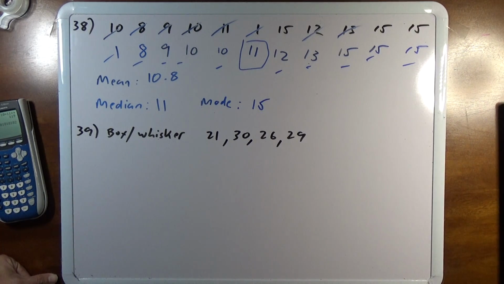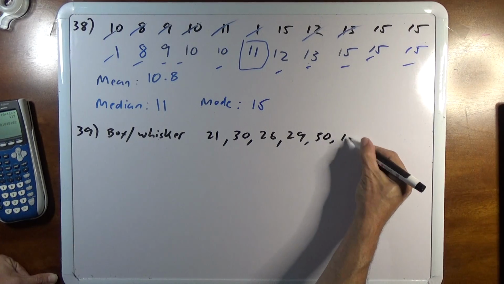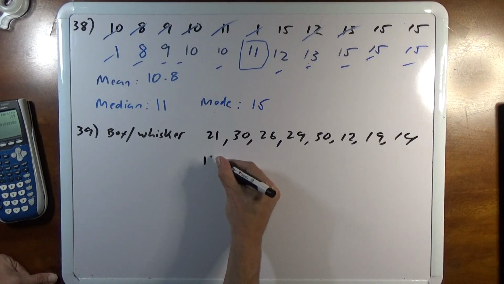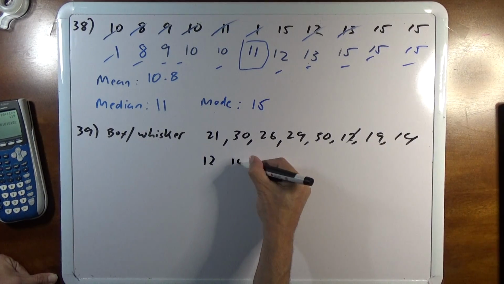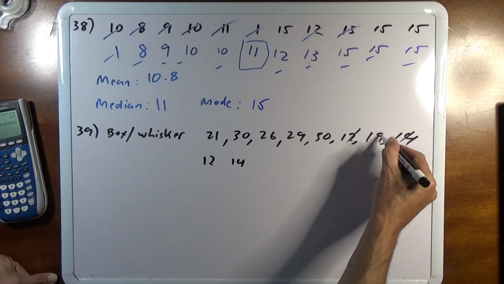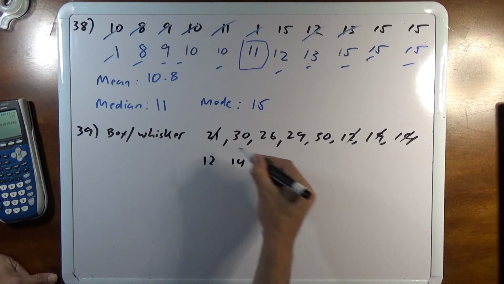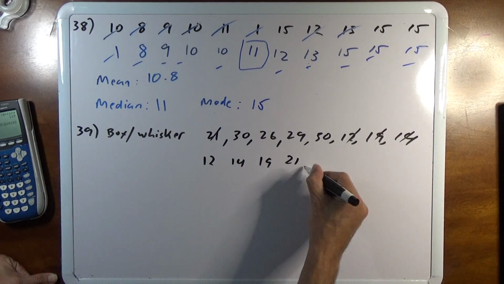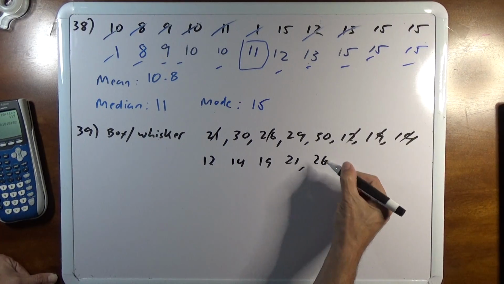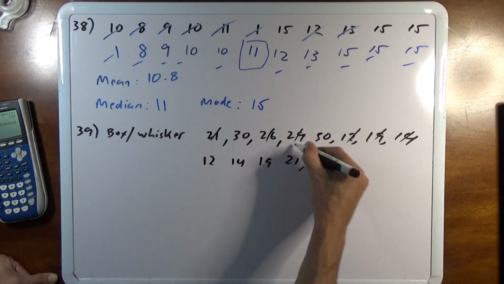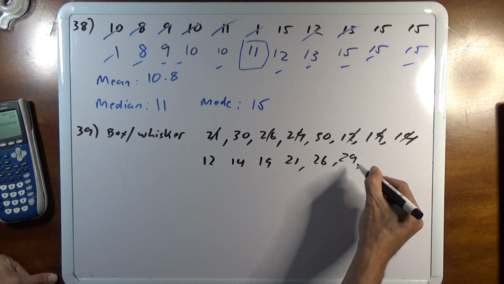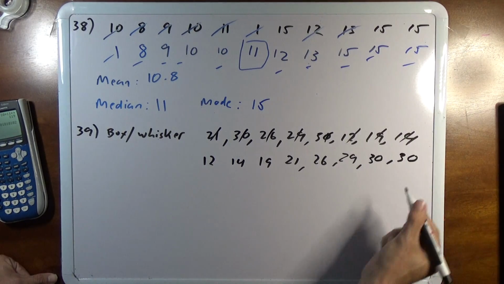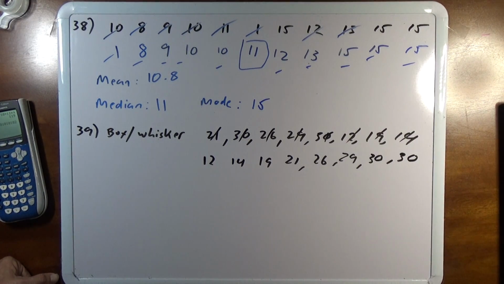30, 12, 19, 14. So that's going to go 12, 14, 19, 21, 26, 29, and then 30 appears twice. Does that look good? 30 appeared twice.